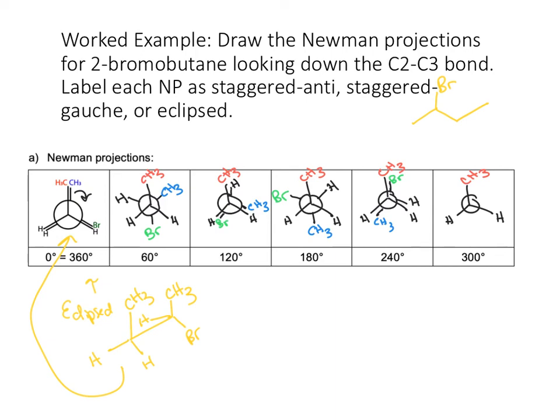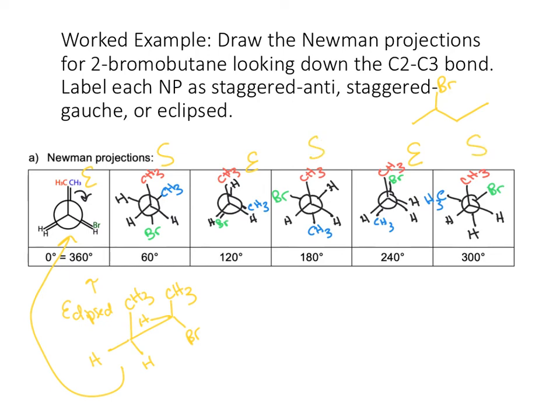And then finally, I'm going to go back to one more staggered. And here the bromine will now be over on the right, the methyl will be on the left, and the hydrogen is here. So now we have all of the Newman projections drawn, so we want to label each as staggered anti, staggered gauche, or eclipsed. So the eclipsed ones would be this, this, and this.